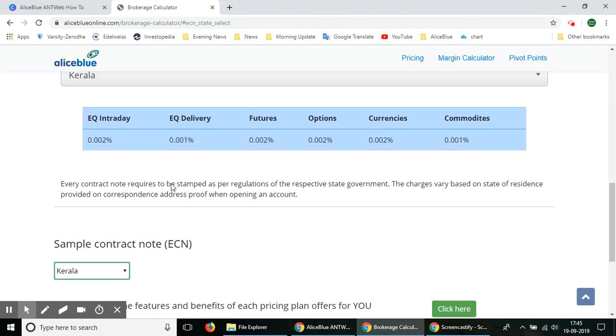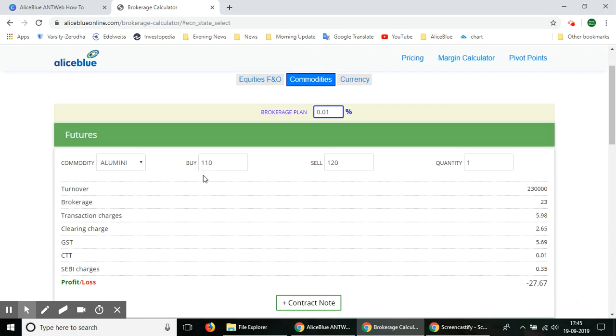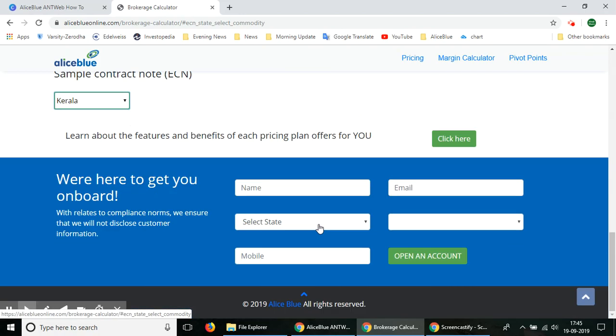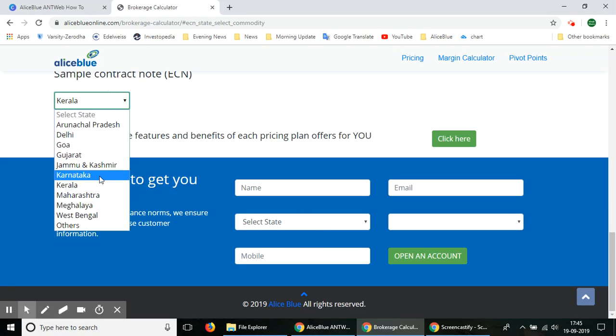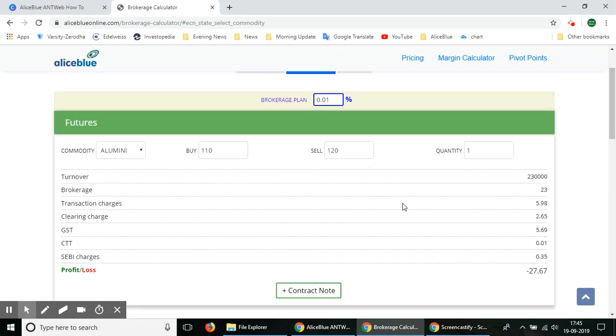If you type that again, you can also look at the breakdown of the charges. All the details will be given. You can see the complete total charges, the stamp duty, SEBI charges, and exactly with the brokerage and the extra charges how much you are losing.